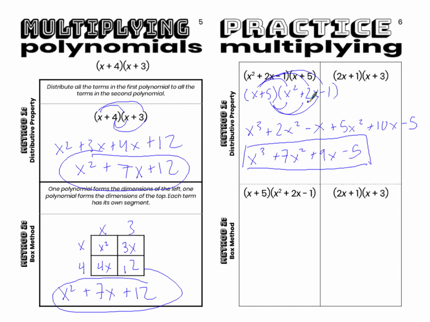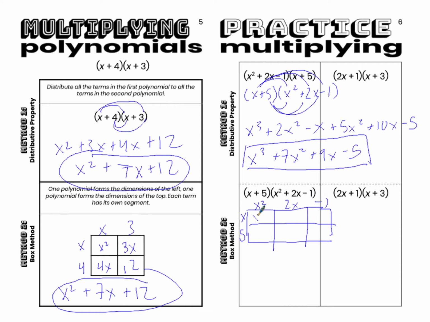That's the product. Here, I already rewrote that multiplication problem as x plus 5 times x squared plus 2x minus 1. With the box, it doesn't really matter so much, but one dimension is x plus 5, the other is x squared plus 2x minus 1.